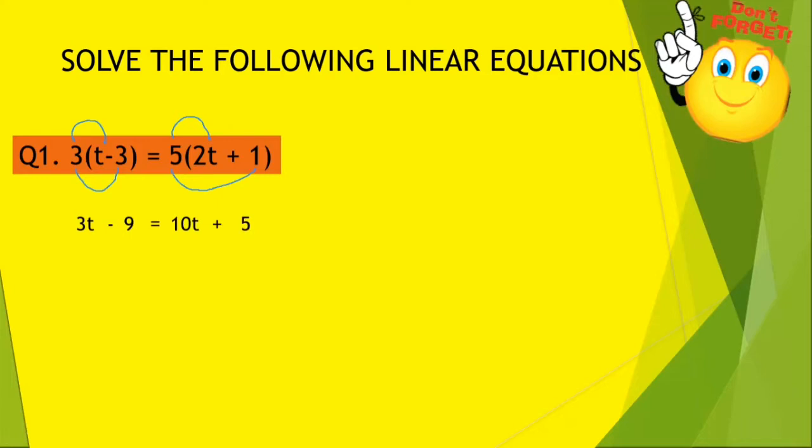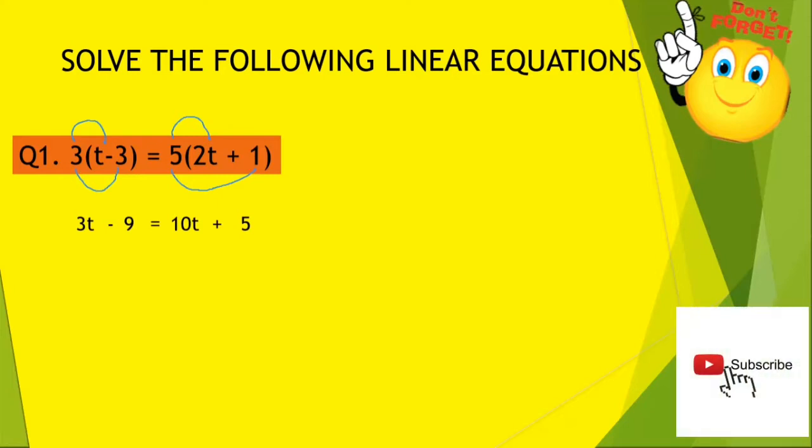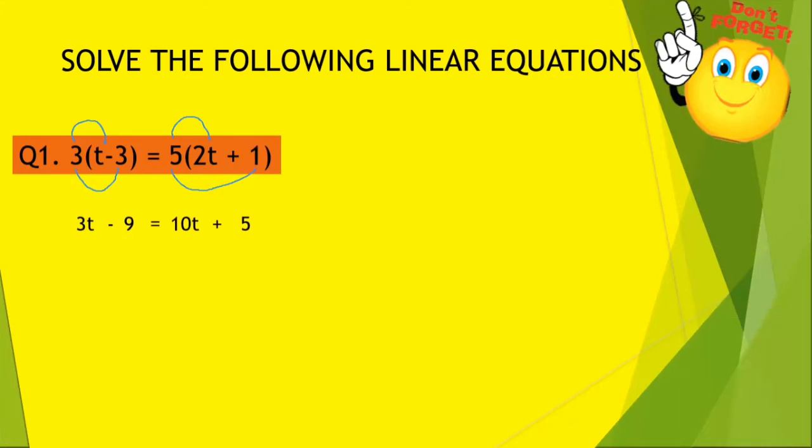Okay, next thing what we do, we bring all the friends together. That means we bring all the terms with the variable to the left hand side of the equation. Now positive 10t, when it goes to the other side of the equation, becomes inverse, so it becomes minus 10t. All the constants we bring to the right hand side. So minus 9, when it comes to the other side, is going to be plus 9. So this is how we bring the friends together: 3t, inverse of 10t was minus 10t. Now 5 was already here, and minus 9 moves to the other side, it becomes plus 9.